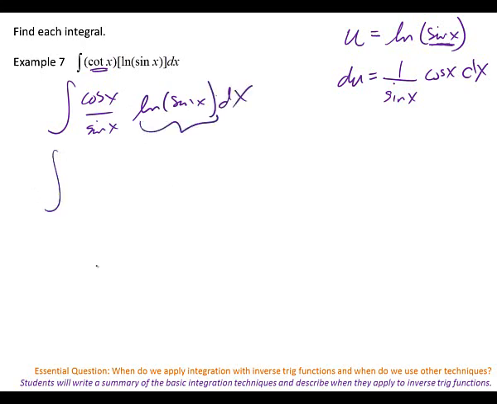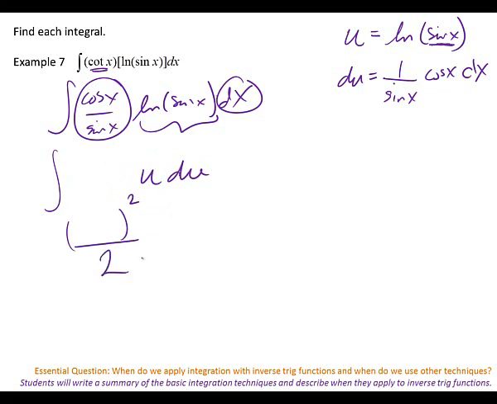So this entire thing gets replaced with what? U. The cosine over sine x dx gets replaced with du. All right, so we add 1, we get u squared over 2 plus c, and instead of writing u, I'm going to write natural log of sine x squared. Be careful where you're putting your squared. It shouldn't be on an x. You need the parentheses. It's really squaring the log, not squaring the sine.